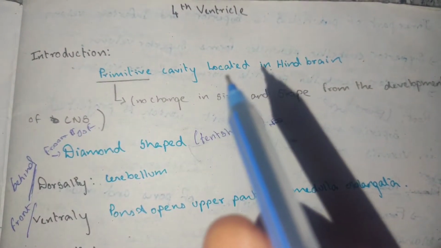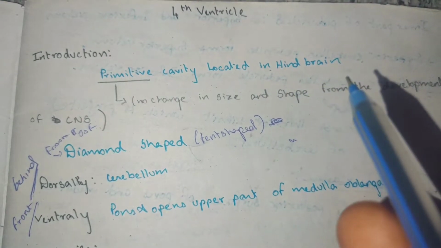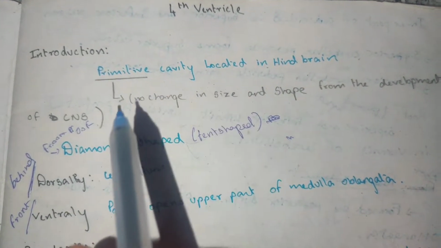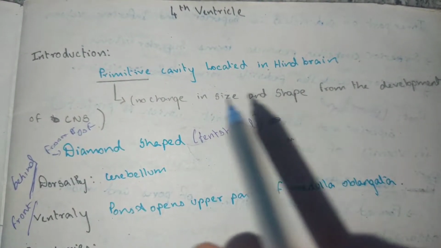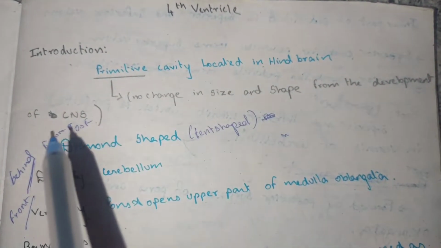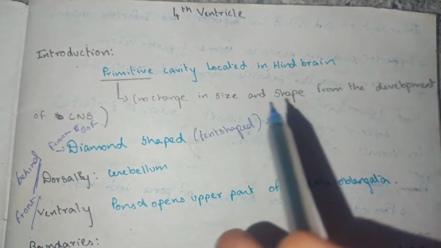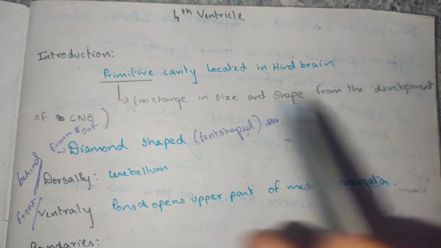Now we will start the lecture, which is the fourth ventricle. It is a primitive cavity located in the hindbrain. There is no change in size and shape from the development of the CNS.